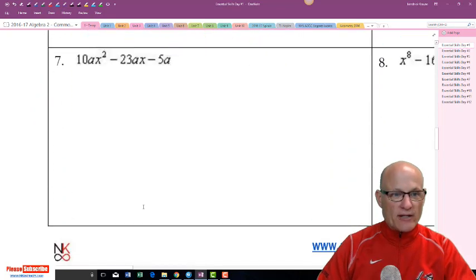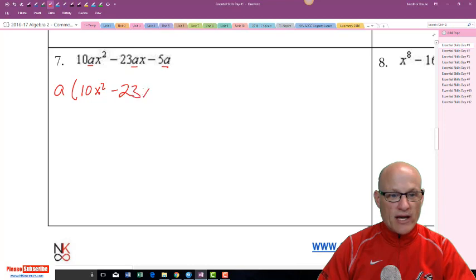All right, let's take a look. Again, we've got multiple letters, so let's pretend like the A doesn't exist. Oh, wait, that's the GCF, A. I could just take an A out. So I'm taking A out, and I'm left with 10x squared minus 23x minus 5.